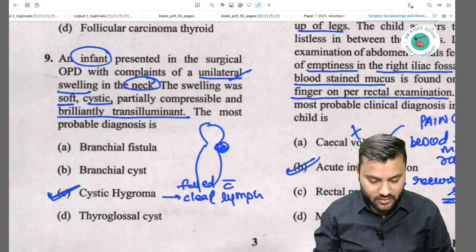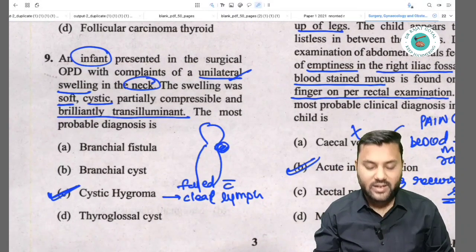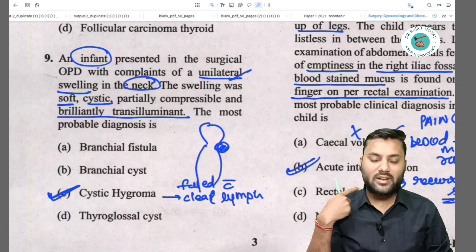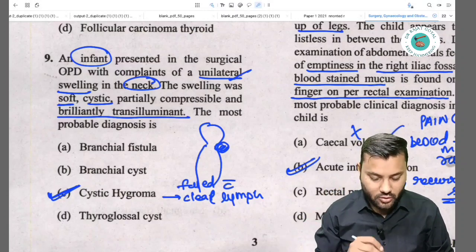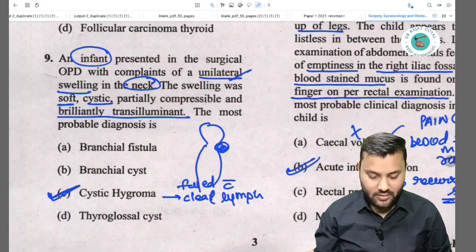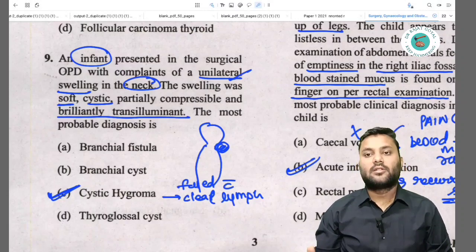An infant present in the surgical OPD with the complaint of the unilateral swelling of the neck. So there is a unilateral swelling of the neck. The swelling was soft, cystic, and partially compressible with the brilliant transilluminance.